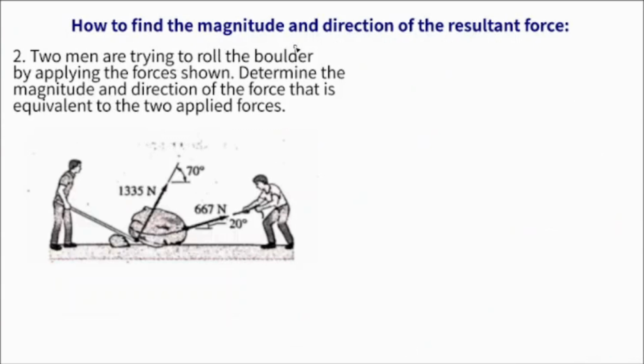Now let's move on to the second problem. The next problem: two men are trying to roll the boulder by applying the forces shown. Determine the magnitude and direction of the force that is equivalent to the two applied forces. In other words, two men are trying to roll a boulder by applying forces: the first person is pulling, and the second is pushing the rock. So we will determine the magnitude and direction of the force exerted by these two people.